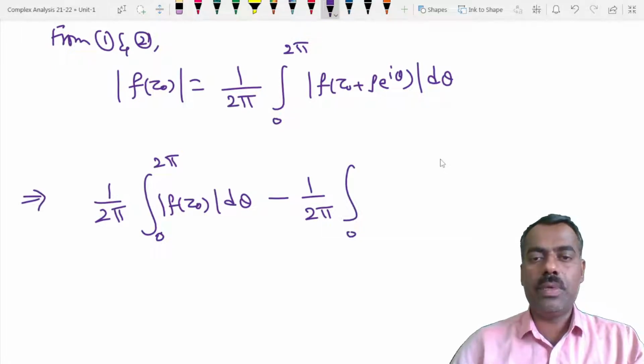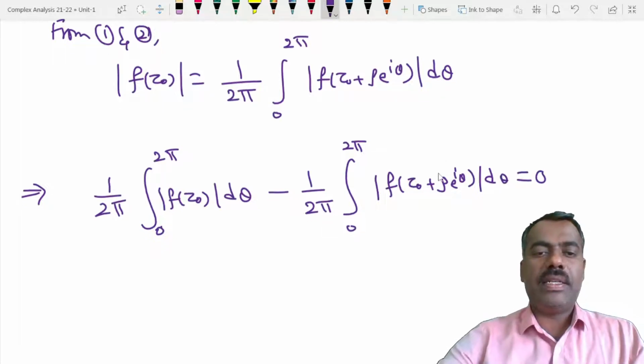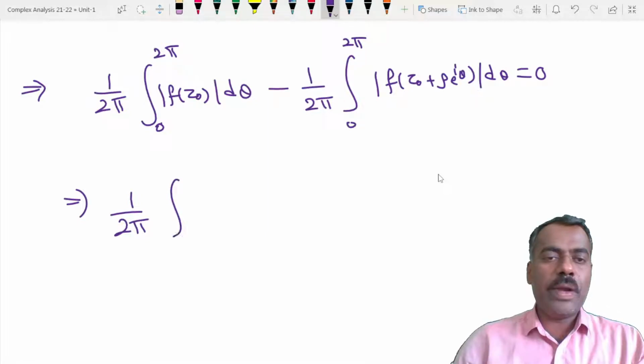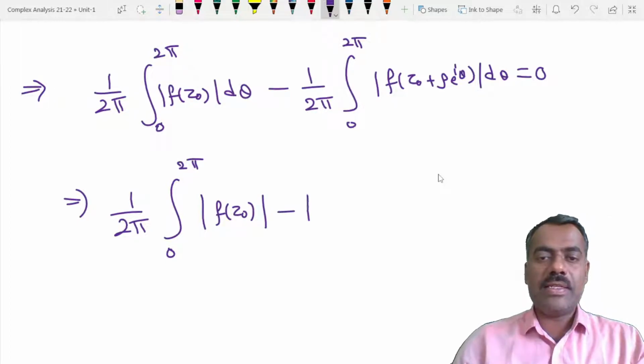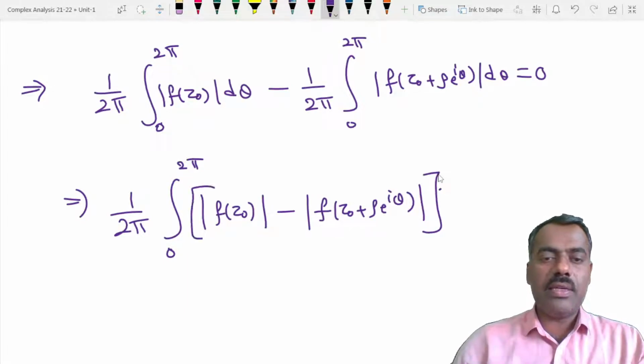Okay, so this value is 0, right? This value is 0, but if you take this integrand inside, 1 by 2 pi times integration 0 to 2 pi modulus of f of z naught, okay, minus modulus of f of z naught plus rho into e power I theta, this entire thing into d theta. This is equal to 0.